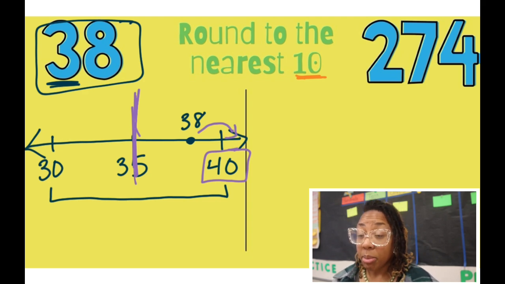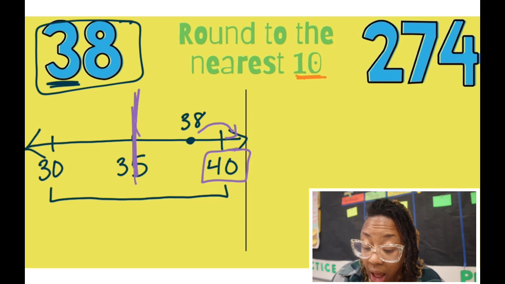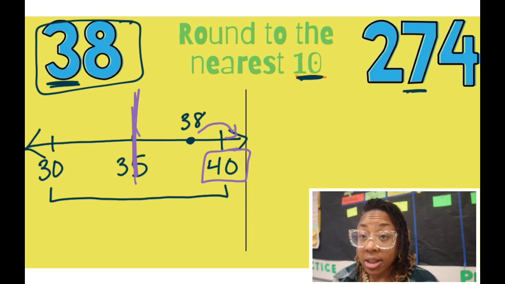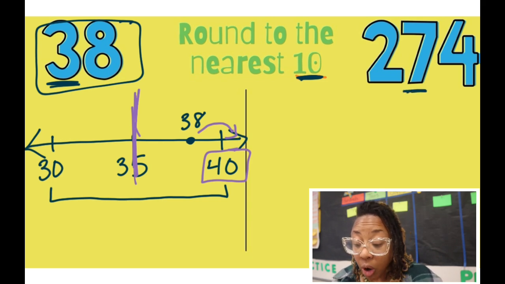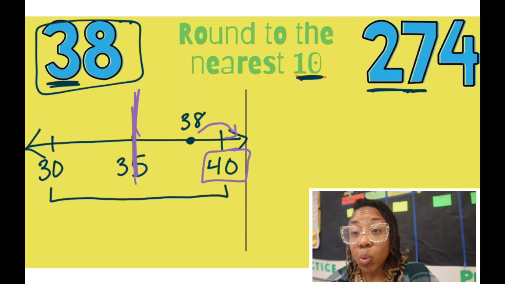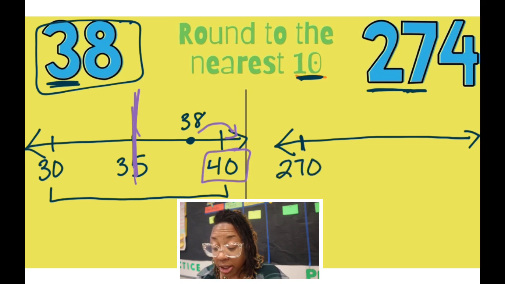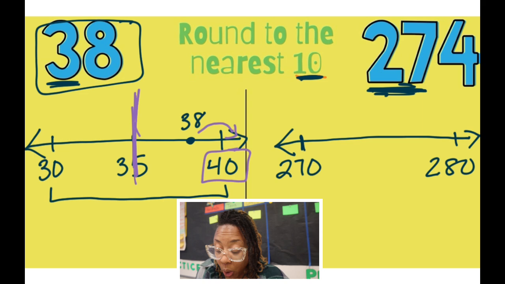Now we're going to look at a 3-digit number because, again, we're talking about representation. How many current tens do I have in 274? I know that there's 7 tens, but I also know that 100, or the current 100, is 20 tens as well. So on my number line for 274, my first set of tens is 270. Those are my current tens. 27 tens is 270. 1 more 10 is 280, with my halfway mark being 275.